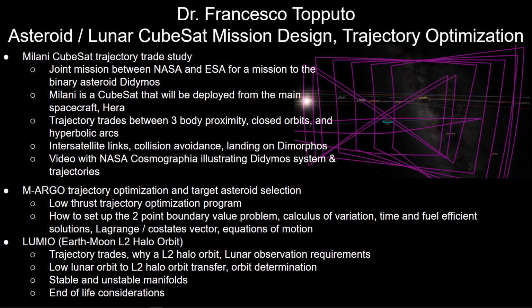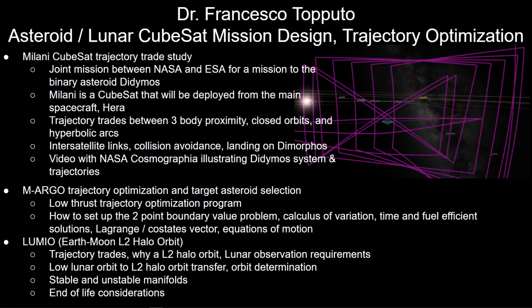So, starting off with the Milani CubeSat, we go over the details of how it's a joint mission between NASA and ESA, going to the binary asteroid Dimorphos. And Milani is a CubeSat that will be deployed from the main spacecraft called Hera. It's one of two CubeSats. The other CubeSat is called Juventas, and I actually got to do some work for that one as well when I worked with GOMSpace. And then we get into the details of the trajectory trades.